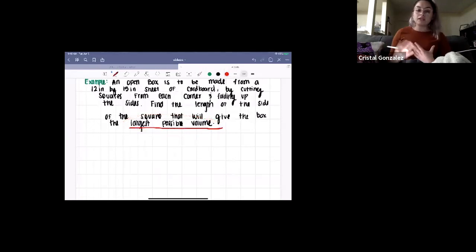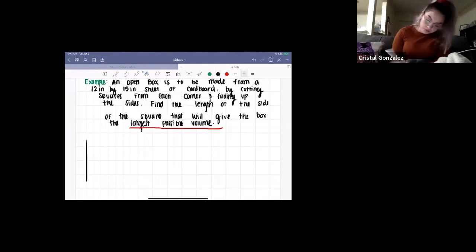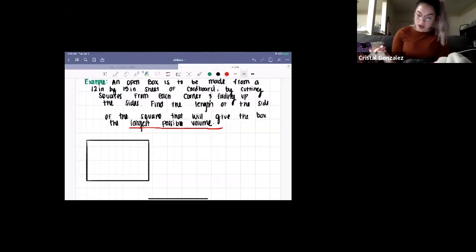And so the best thing here is you want to try to understand the problem. And part of the understanding of this problem is I know I'm going to have to optimize the volume, but it's a good idea to maybe draw a picture. So let's just picture what's happening here. So I have a box. Okay, and so I have a 12 by 15-inch sheet cardboard box.